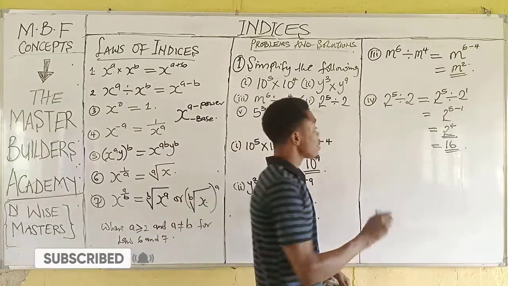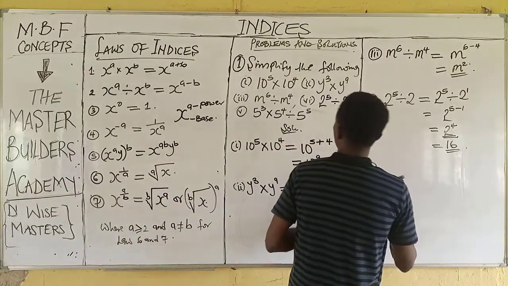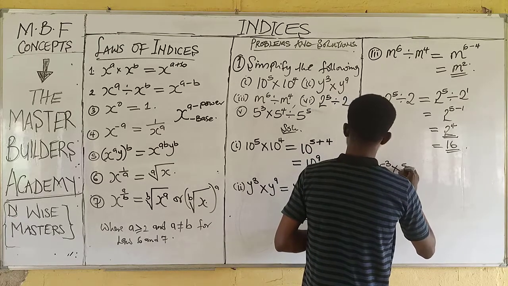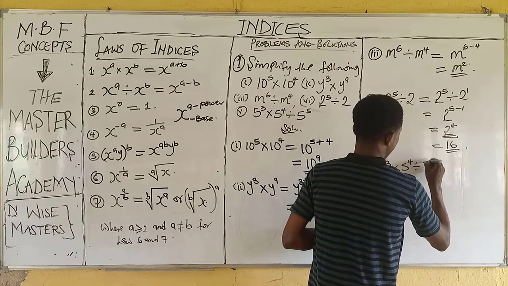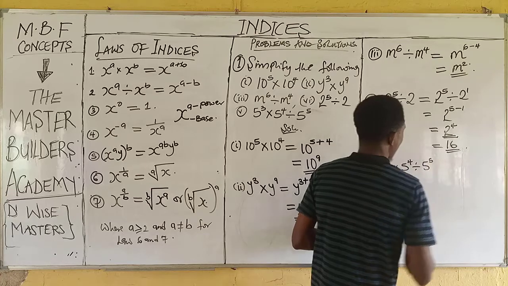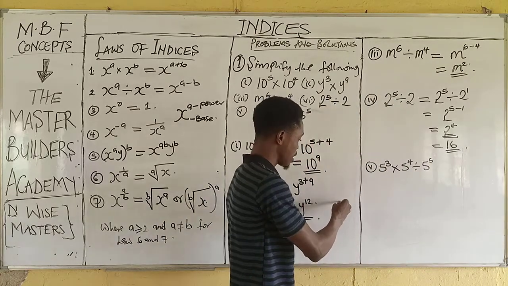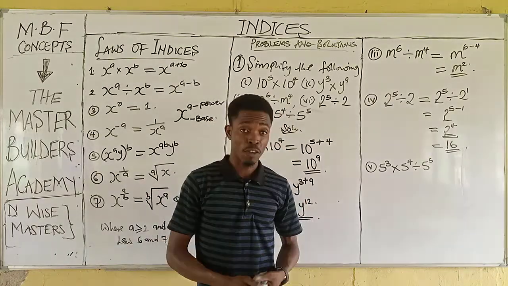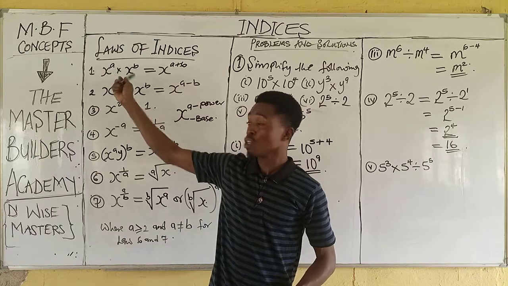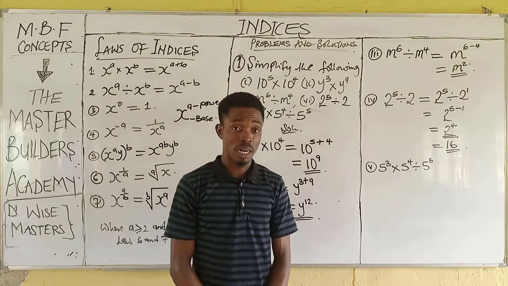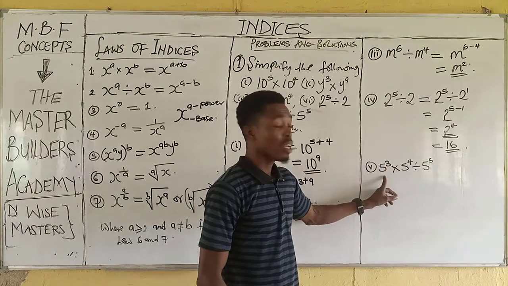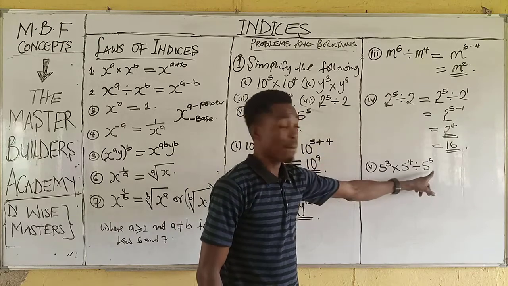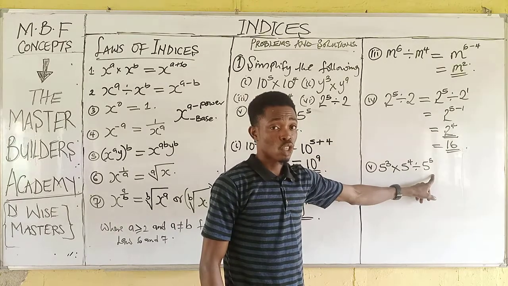Alright? Then, Roman figure 5, we were given that 5 raised to the power 3 multiplied by 5 raised to the power 4, then divided by 5 raised to the power 5. When we look at this question number 5, we see that it is a combination of the first two laws of indices. Of course, you can see it here on the board. Multiplication and division all in one. So you are multiplying the first index notation by the second, and you are dividing by the third. Are you there? Yes.